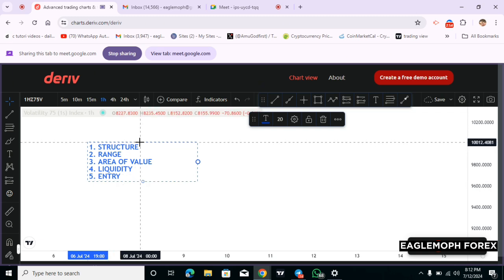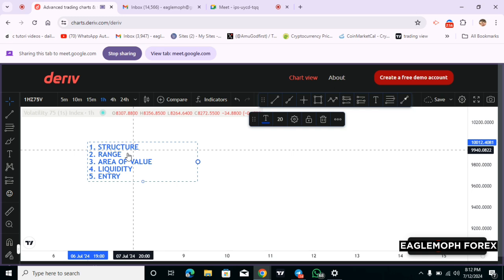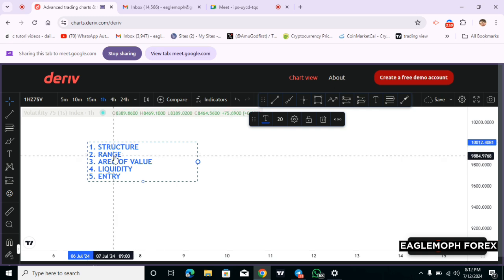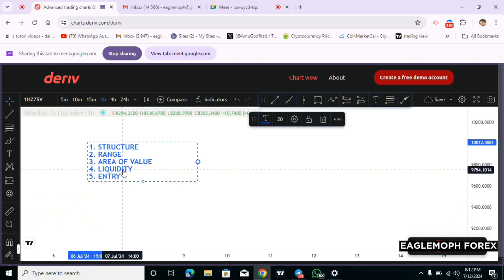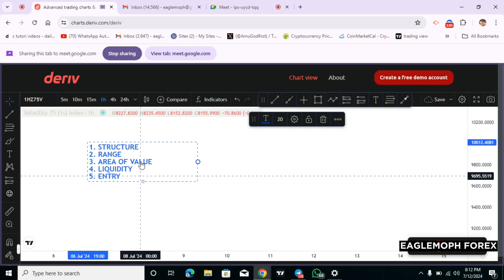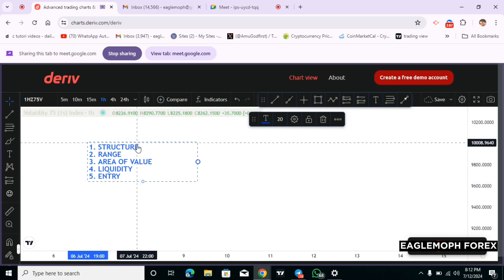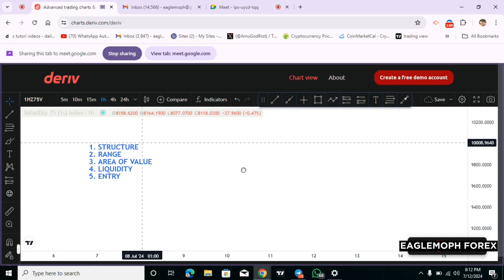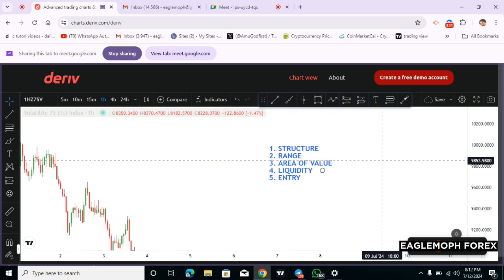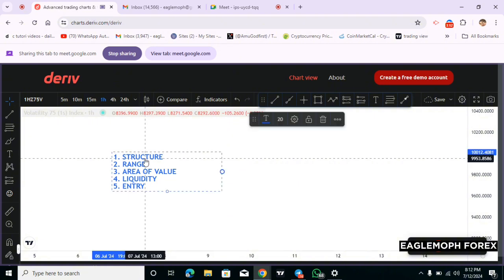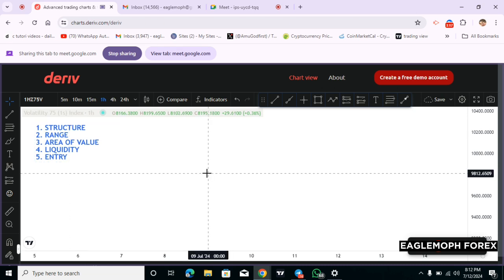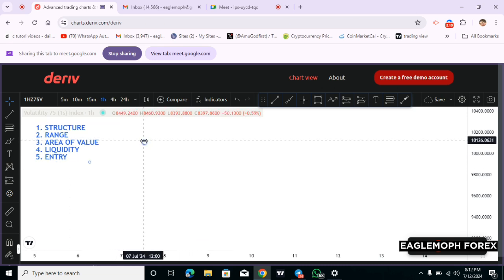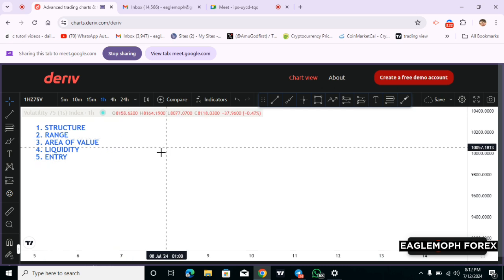So the first thing we'll be talking about is structure, then we'll talk about market range, then area of value, then liquidity, and then entry, how you take entries on your trades. So for this night, we're going to start with the first one, which is structure.